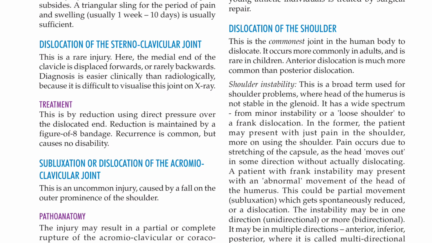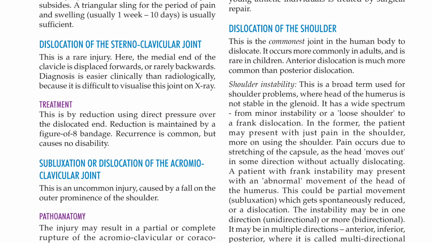Today's topic is dislocation of the shoulder, elbow dislocation and hip dislocation. These are the major joints which get displaced, and the knee also, but we will study shoulder, elbow and hip dislocation. In shoulder dislocation, this is the commonest joint in the human body to dislocate.